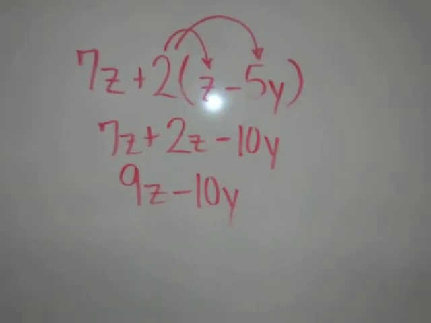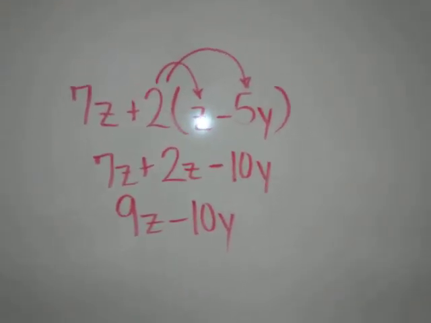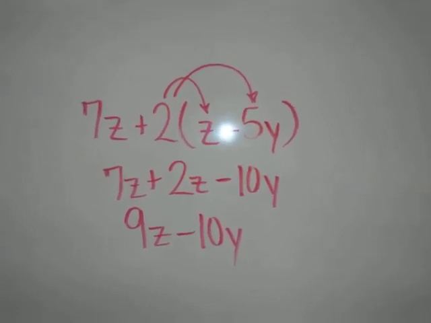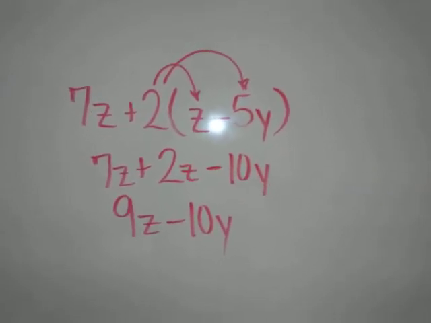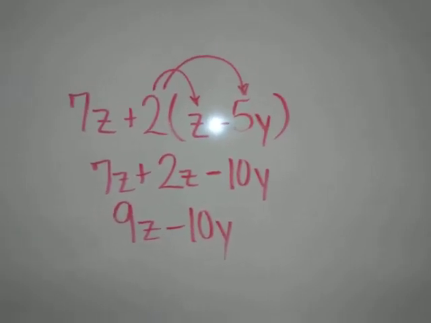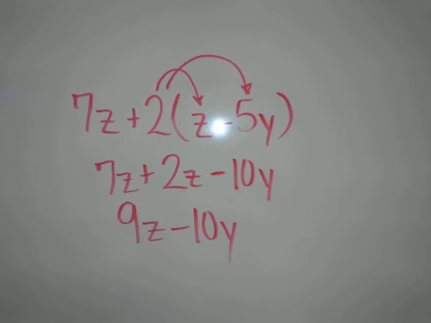We can do nothing else with this problem because we don't know the value of z nor the value of y. So do not combine those. They are not the same variable. If they were, then you would combine. But in this case, we have a z and a y. This expression is in simplest form.